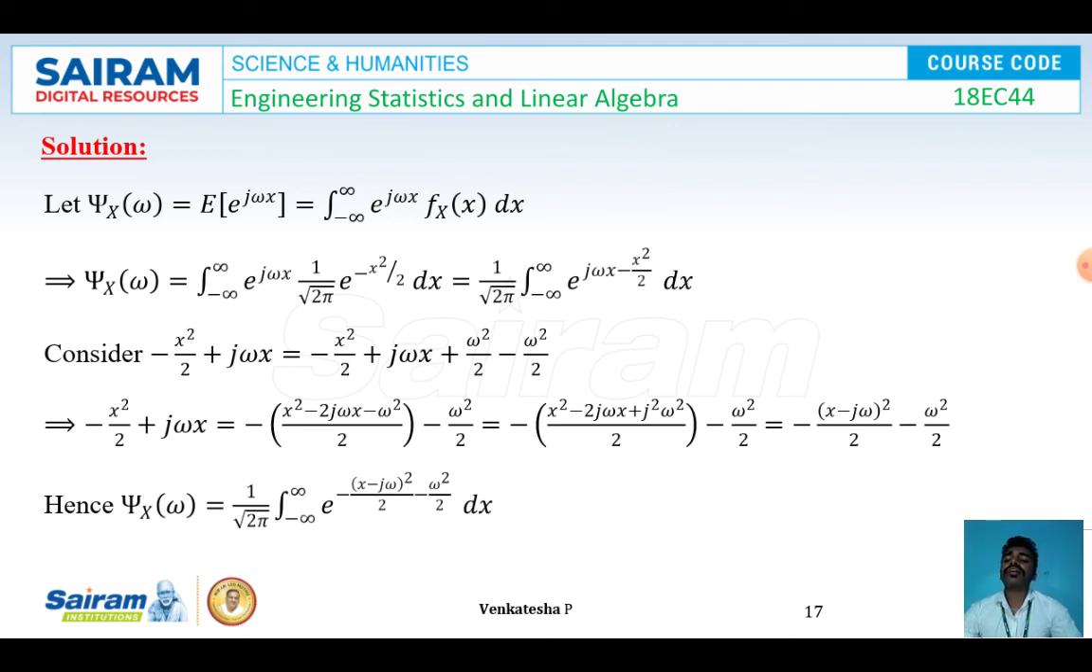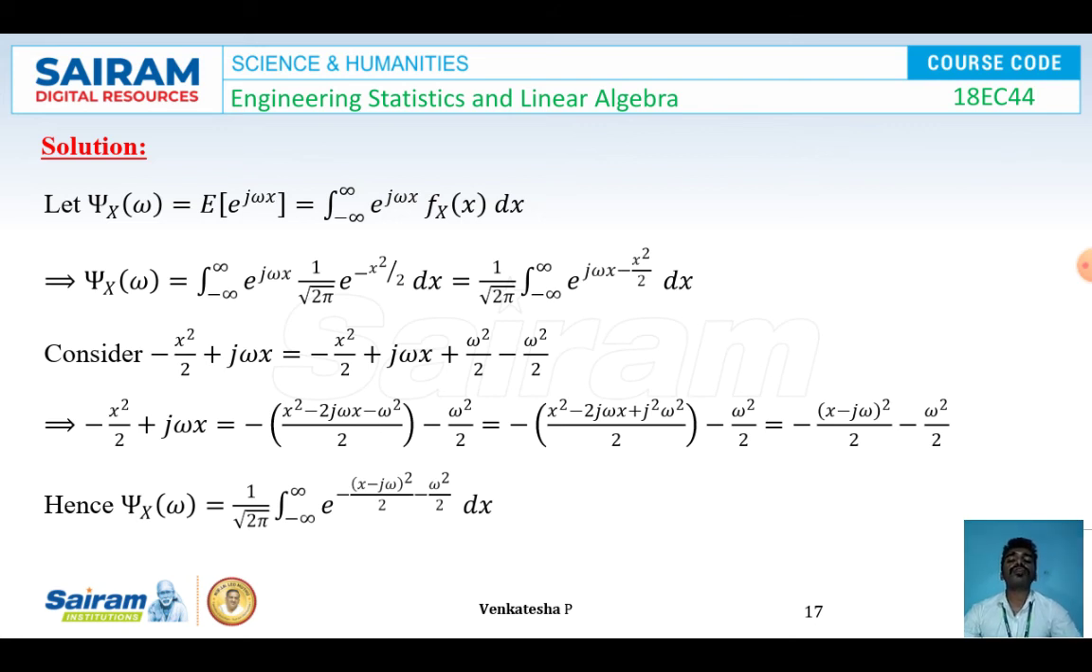So what we'll get? So xi x of omega is equal to integration minus infinity to plus infinity e power j omega x 1 by square root of 2 pi e power minus x square by 2 into dx. It will be equal to what? 1 by square root of 2 pi integration minus infinity to plus infinity e power j omega x minus x square by 2 into dx.